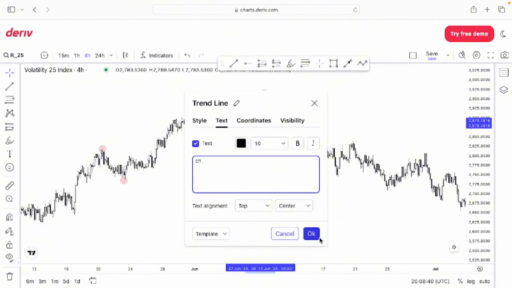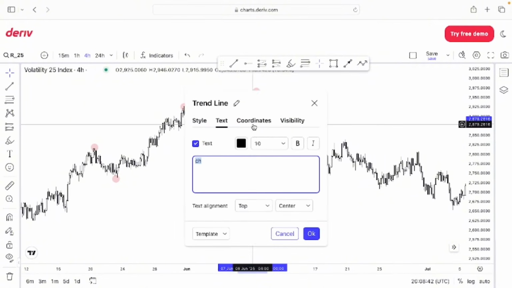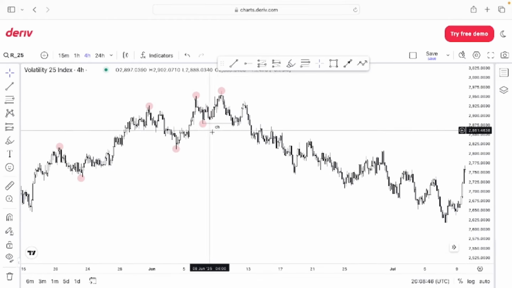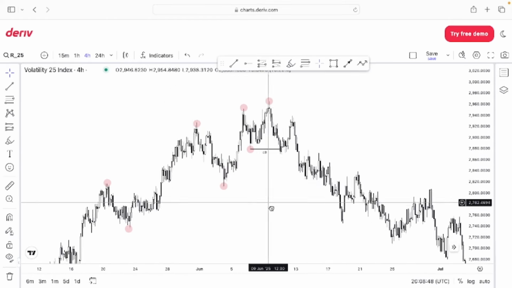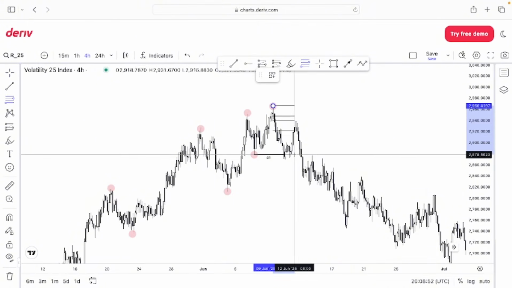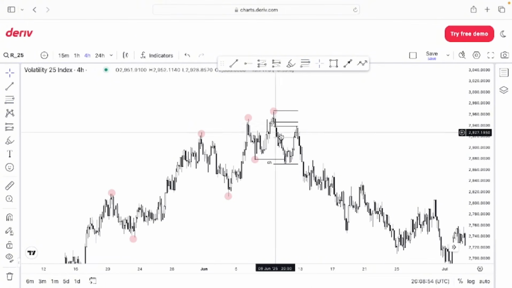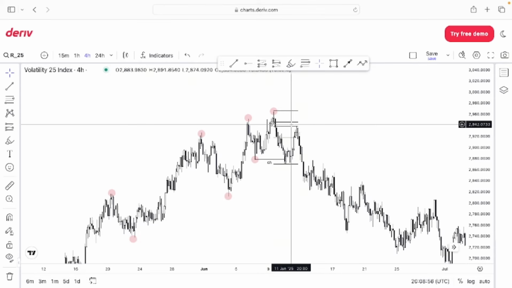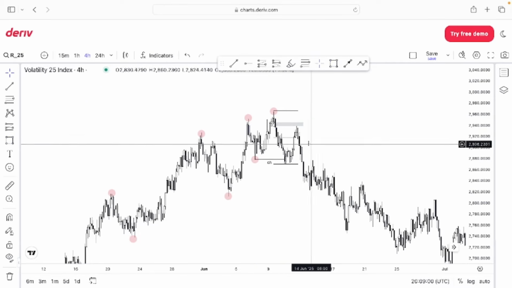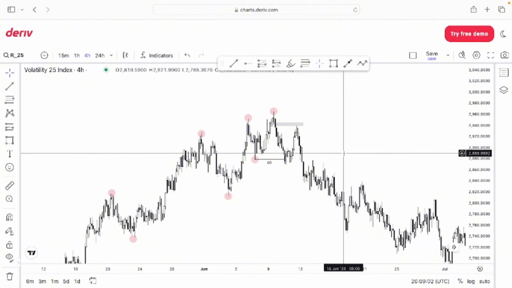So let me just draw this out as our CHoCH to confirm that this is our change of character. Then after that we had a nice pullback. Even if you use the fib tool from the high to the low, what you can clearly notice is that we tapped into that area, or the golden zone, which is this one here. I like using the golden zone just because it confirms a lot of things for me.